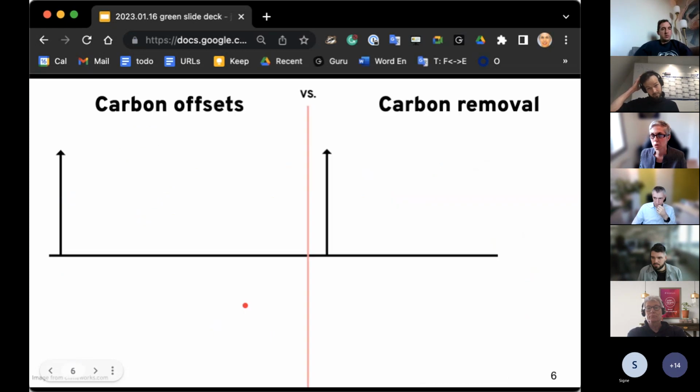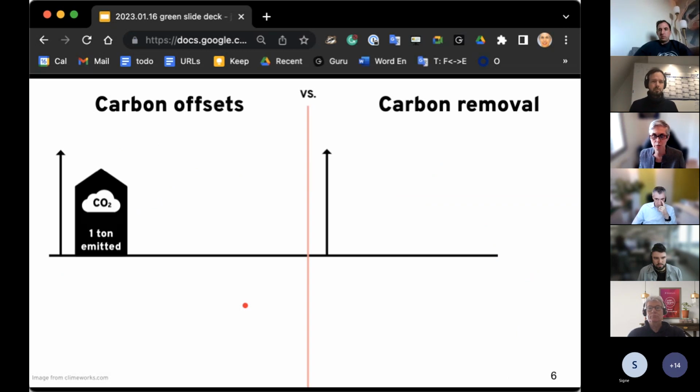Okay, so I just mentioned carbon offsets and carbon removal. Just to go through this, if you emit 1 ton of carbon, and just to give you an idea of what 1 ton of carbon is, that's about the equivalent of taking one airplane trip between Paris, New York, and back again.